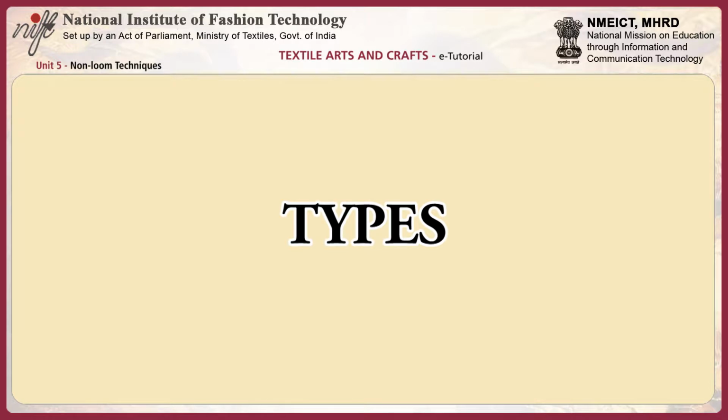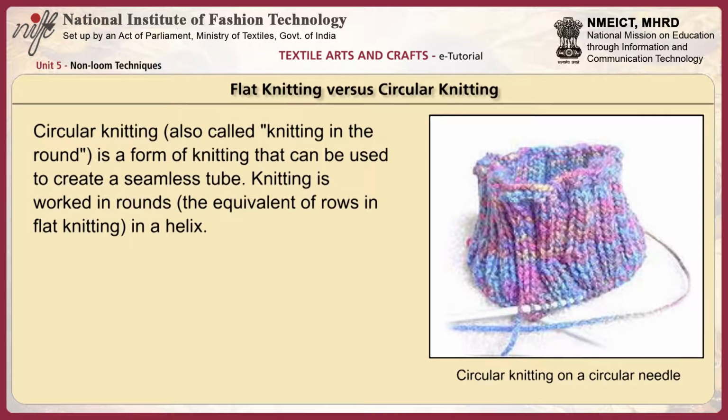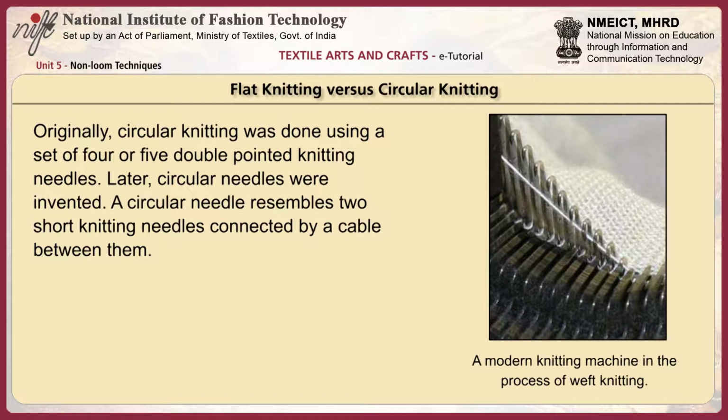Types. Circular knitting, also called knitting in the round, is a form of knitting that can be used to create a seamless tube. Knitting is worked in rounds, the equivalent of rows in flat knitting, in a helix. Originally, circular knitting was done using a set of 4 or 5 double-pointed knitting needles. Later, circular needles were invented. A circular needle resembles two short knitting needles connected by a cable between them.